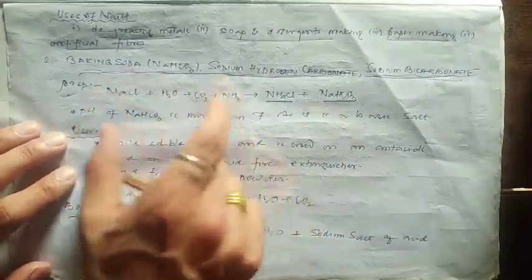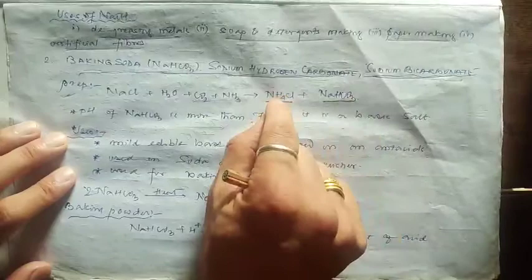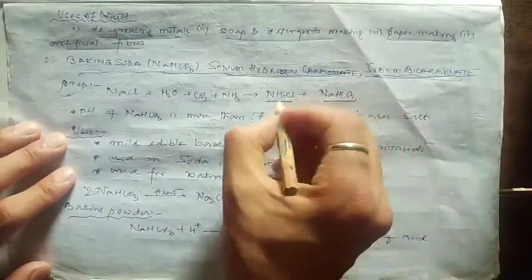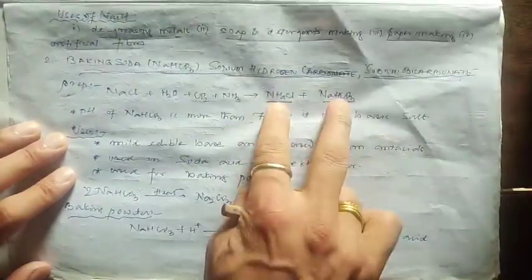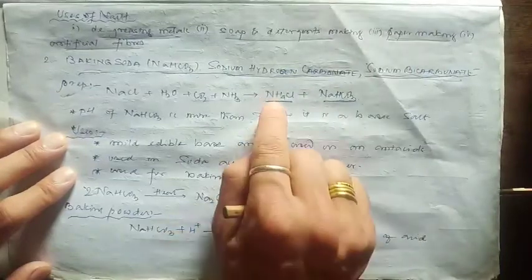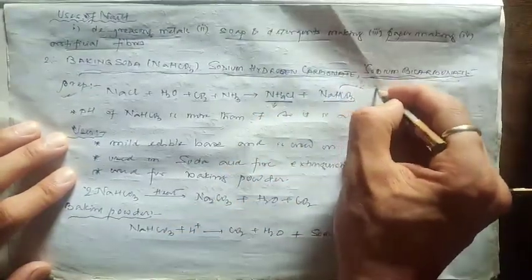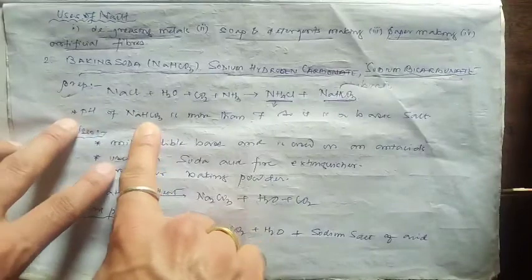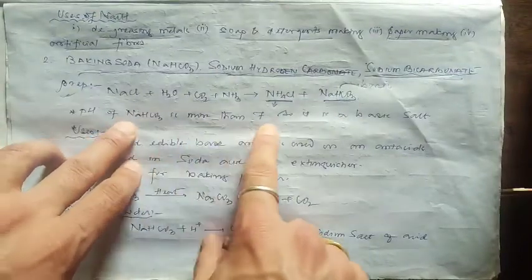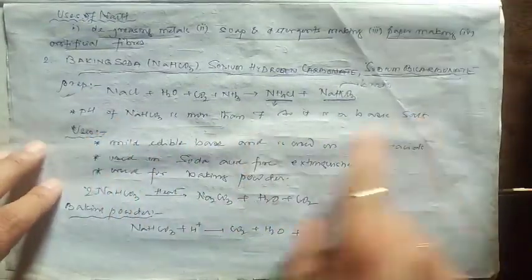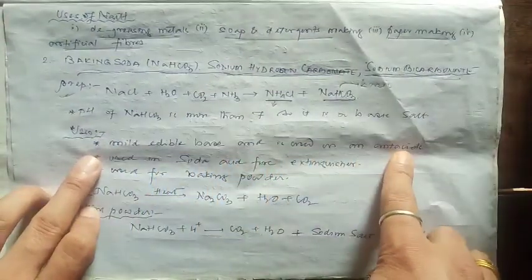If we combine these, we get 2 compounds, ammonium chloride and sodium hydrogen carbonate. This is our acidic salt. Both are salts. This is an acidic salt and that's a basic salt. A mild basic salt is formed. That's what we need. Now, students, the pH of NaHCO3, meaning baking soda, is more than 7, so it's a basic salt. Now what are the uses of this baking soda? It's a mild base and is used as an antacid.